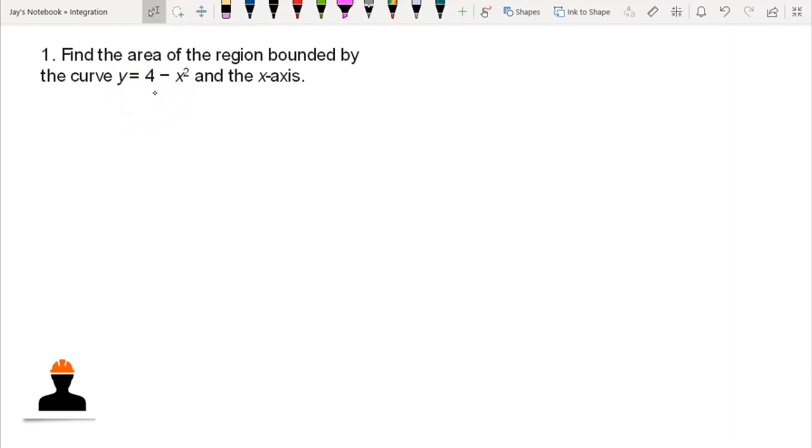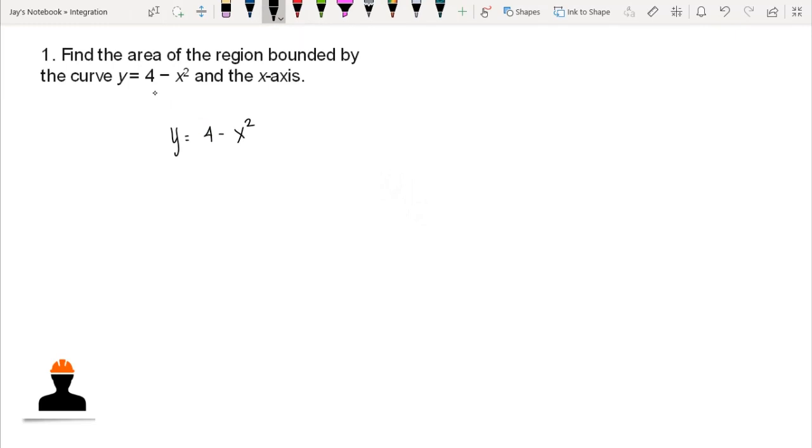If you're an expert, then you can go directly to the integration. But I guess in order to understand it better, we need to plot this equation first. However, what we need to do is to compute the vertex of the parabolic curve first. Now, we have the equation y = 4 - x^2.